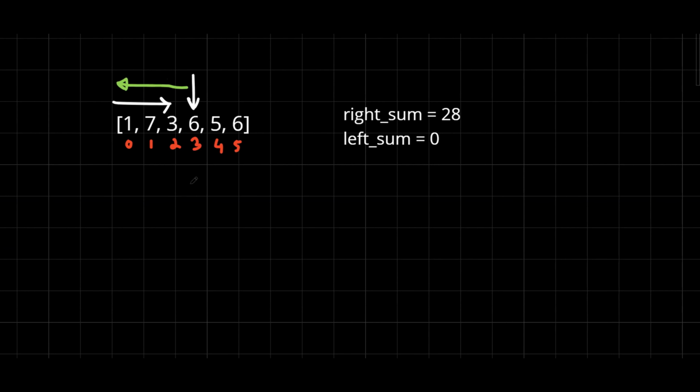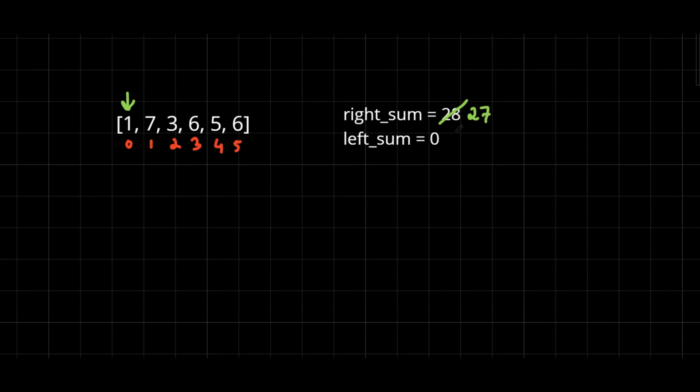To calculate the values on the left side and the right side, we take two variables, right sum and left sum. Initially, right sum contains the summation of the whole array, which is 28, and the left sum is 0 by default. Now, in each iteration, we have to do something. Suppose currently we are at this first index. The array element is 1. Now we have to subtract 1 from the right sum. So here the right sum value will be 28 minus 1, which is 27.